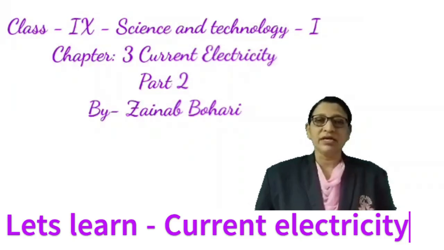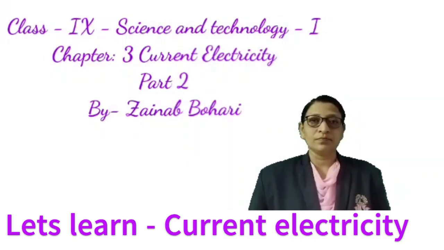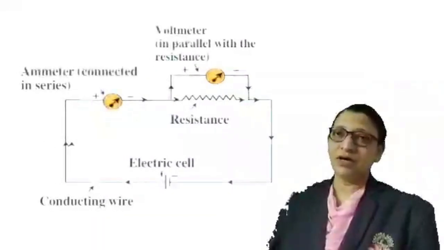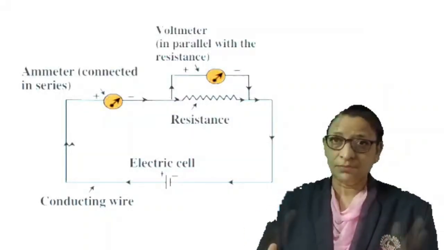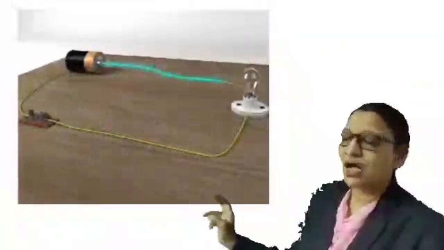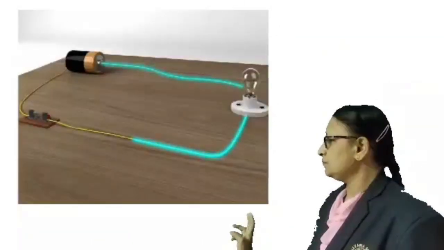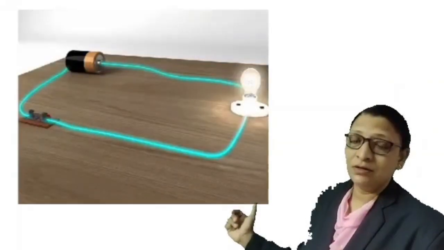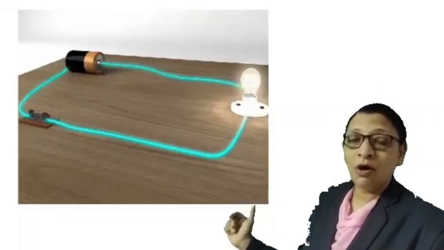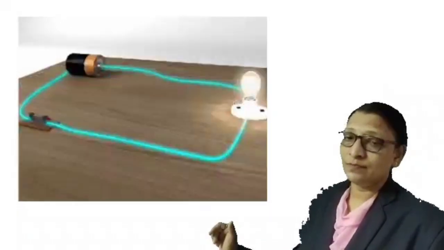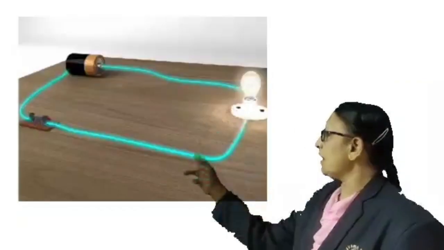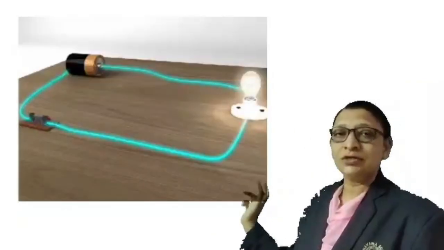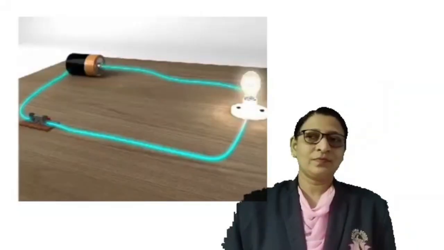What is meant by electric circuit? Let's have a look. Dear friends, an electric circuit is nothing but the continuous path through which electric current, or we can say electric charges, are conducting through the wires from one end to the other end of the cell or of any kind of resistance. And such a continuous path of electric charges or current is called an electric circuit.